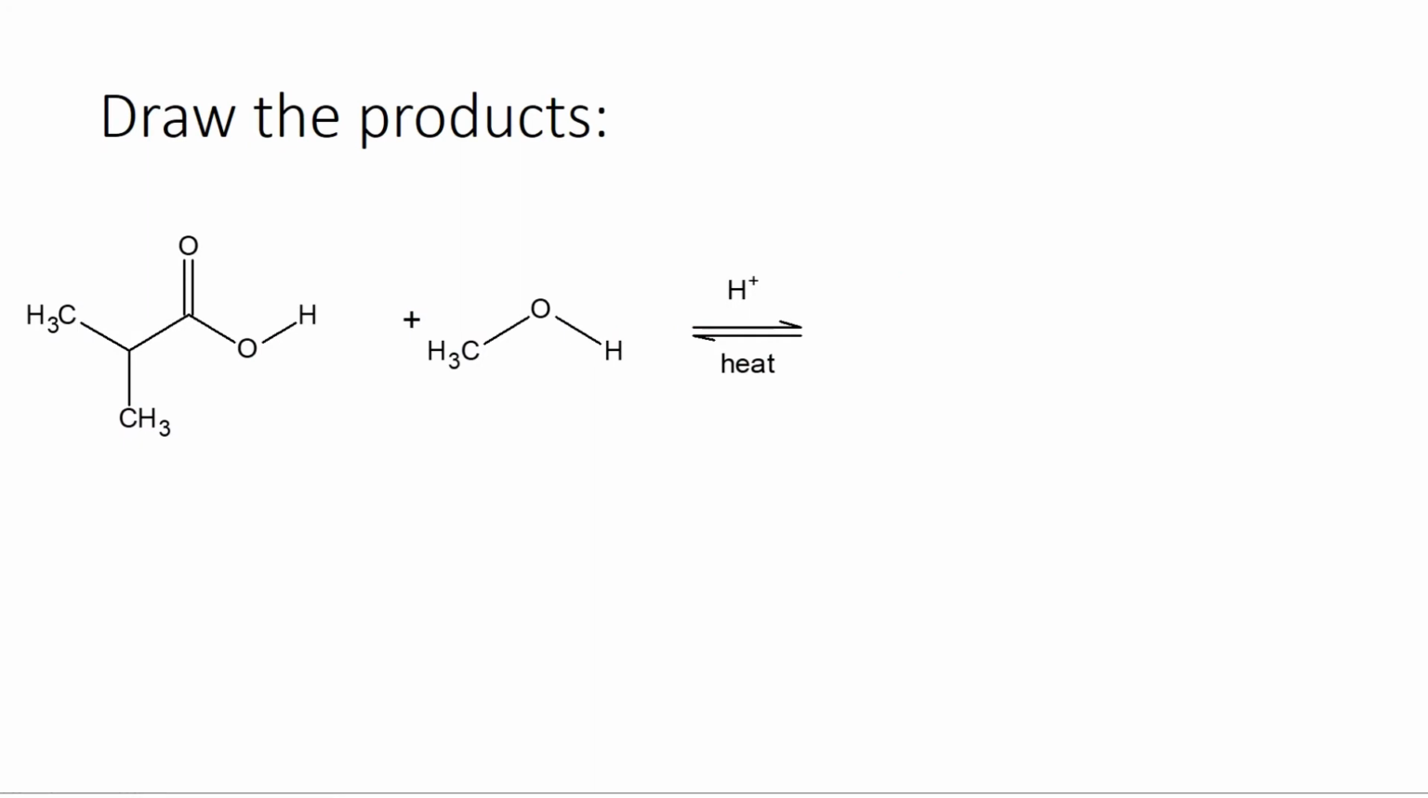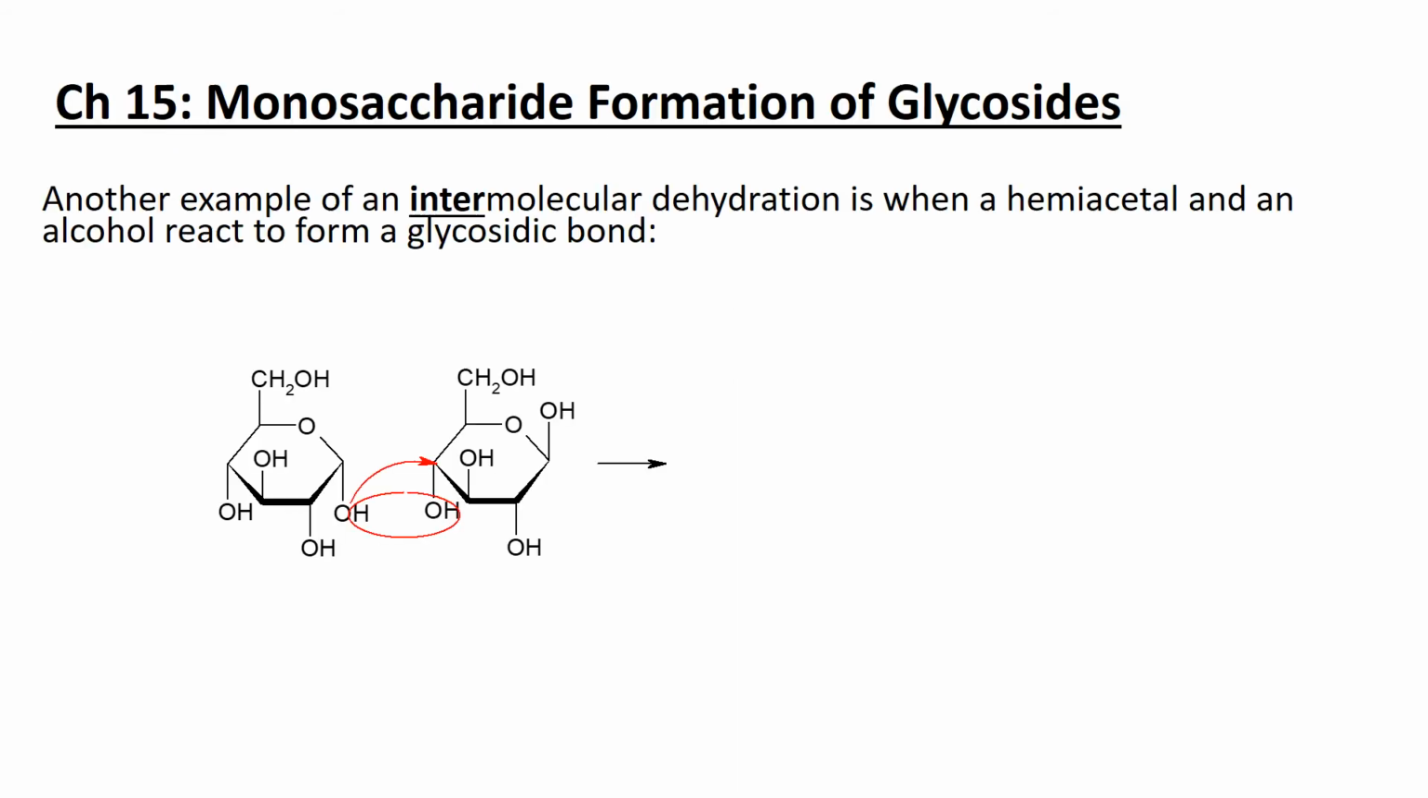All right, let's do some practice. We've got a carboxylic acid here. We have an alcohol. This is done in the presence of heat and acid. What do you think you're going to lose? Okay, I'm going to pause here. You practice this.